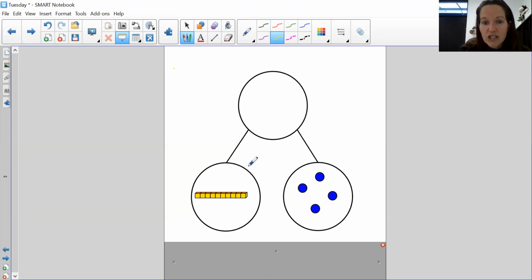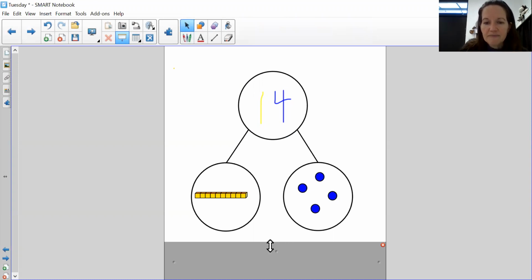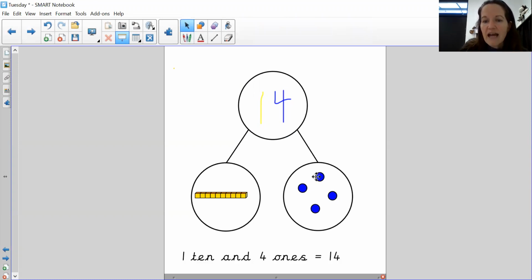So let's have a look. First, let's look at my tens. How many tens do I have here? Oh, I've got one stick. And what do we know one stick of 10 means? It is 1 ten. So I am going to write the number 1. So that means I've got one group of 10, 1 ten. And then how many ones do I have here? 1, 2, 3, 4. I have got 4 ones. So I'm going to make the number 4. Now, what number have I made? I have made the number 14. So let's have a look. I have 1 ten and 4 ones, and they equal 14.